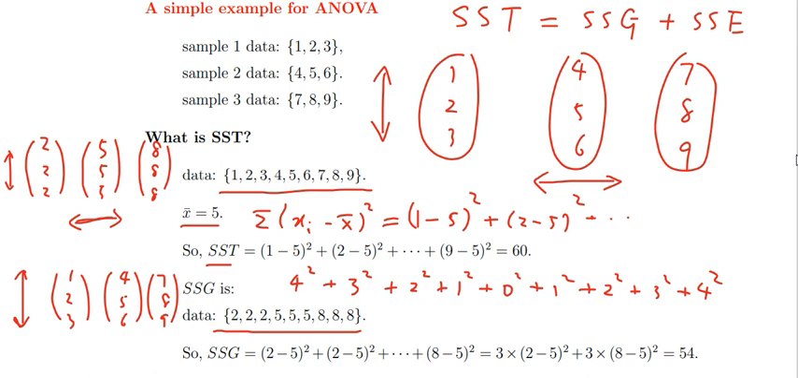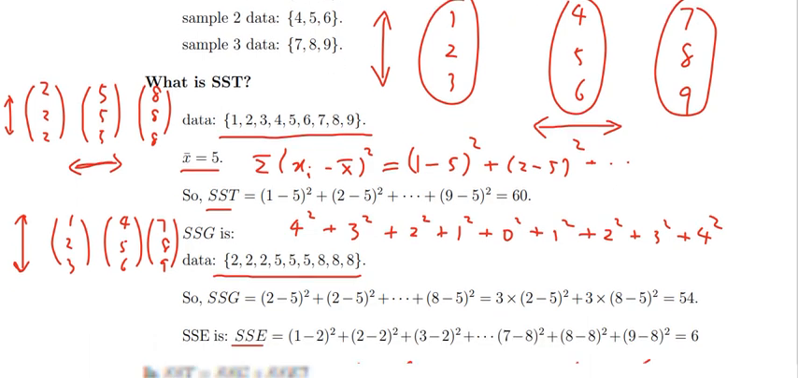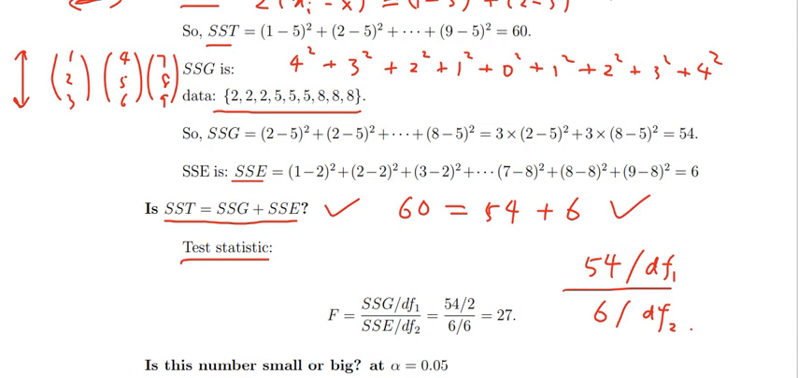So the degree of freedom for SSG is 2. This is where the 2 comes from. Okay. So how can you find the degree of freedom for df2?